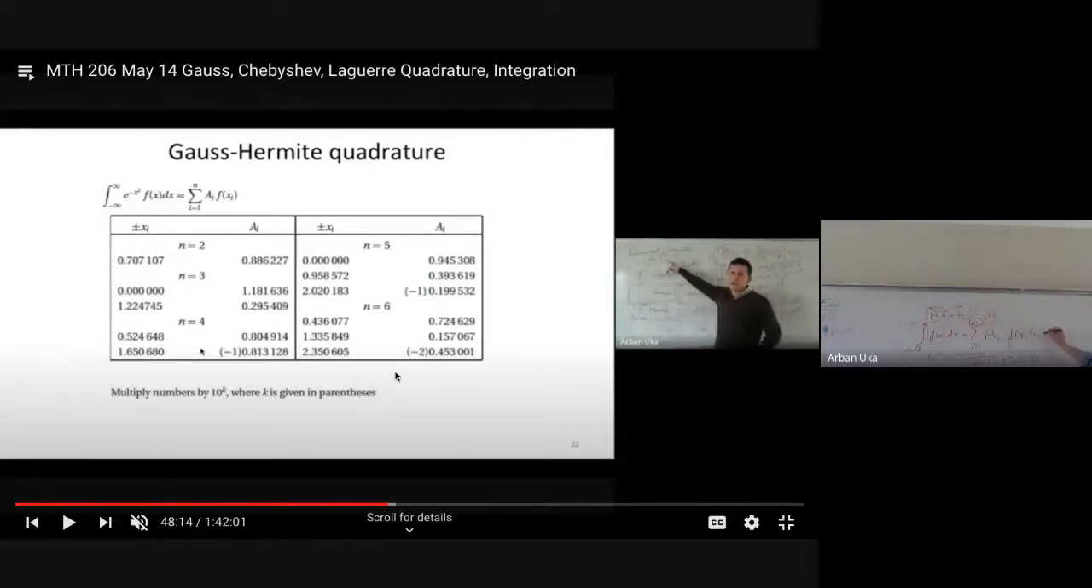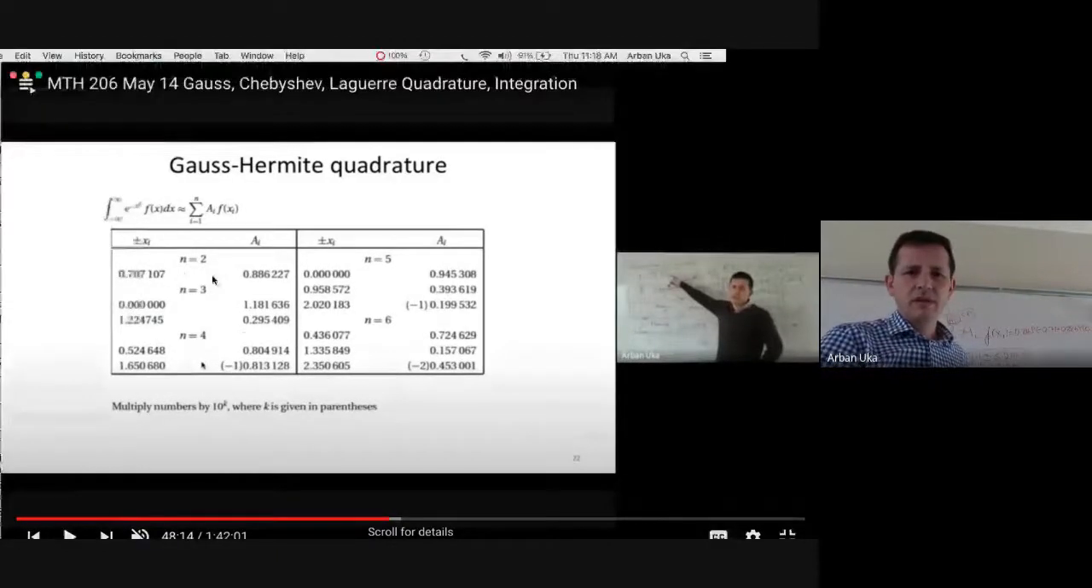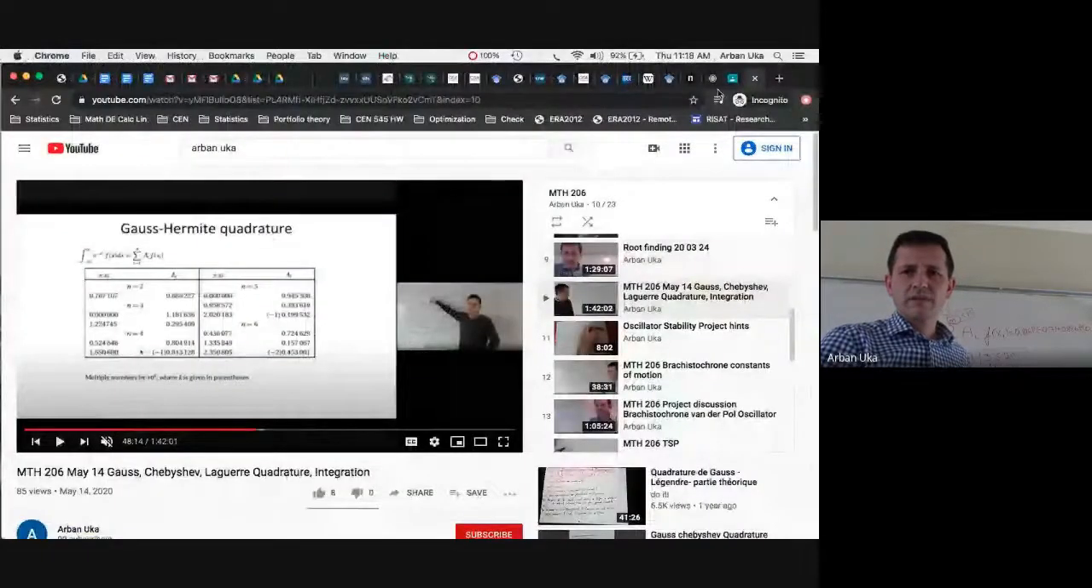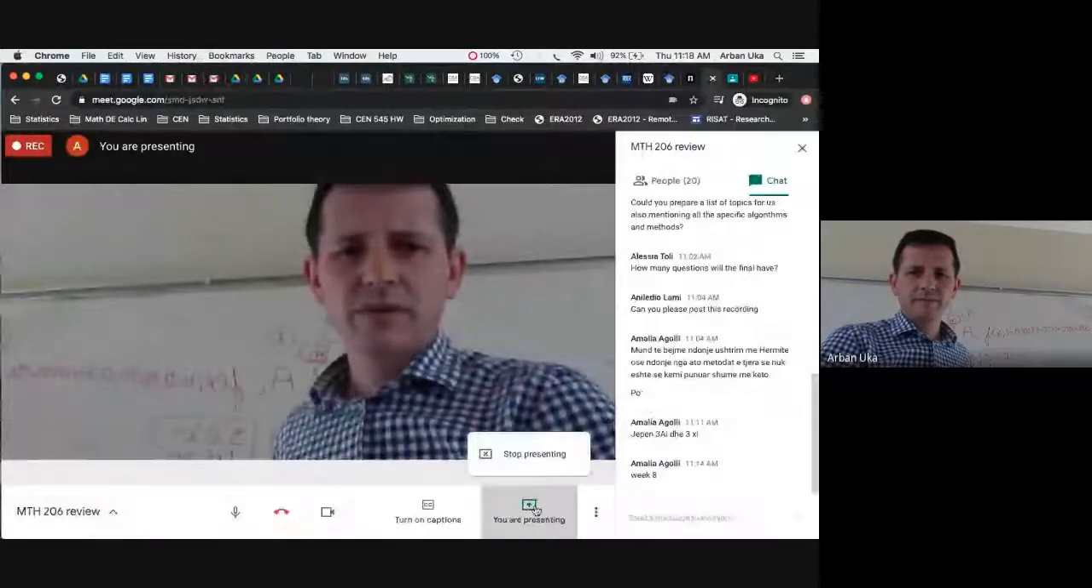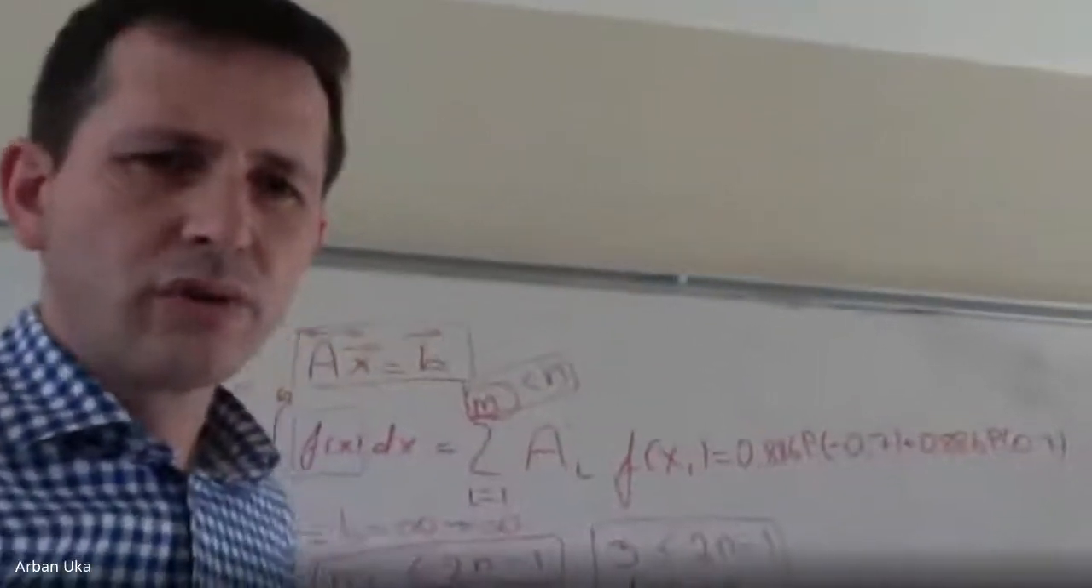So here we're going to have 0.886 times the polynomial evaluated at x equal to minus 0.7, and the other coefficient is again 0.886, okay? Plus 0.886 times the polynomial evaluated at the other value of x, which is here, 0.7 again. Okay. So this would be, for example, how we use the Gauss Quadrature using the Hermite method. So we found this, and to have a better look, we are presenting. So the solution is going to be this.